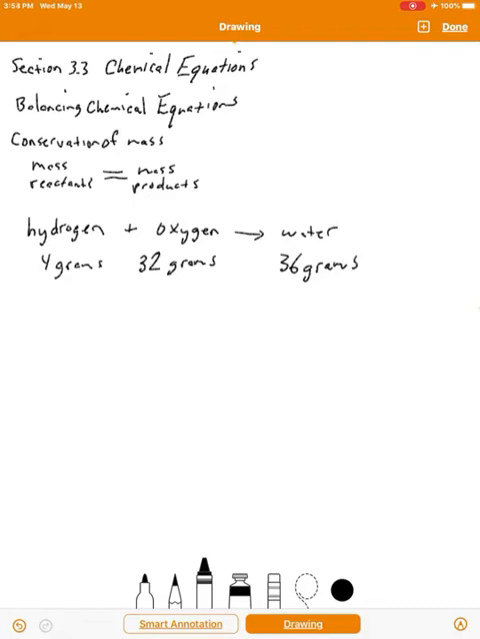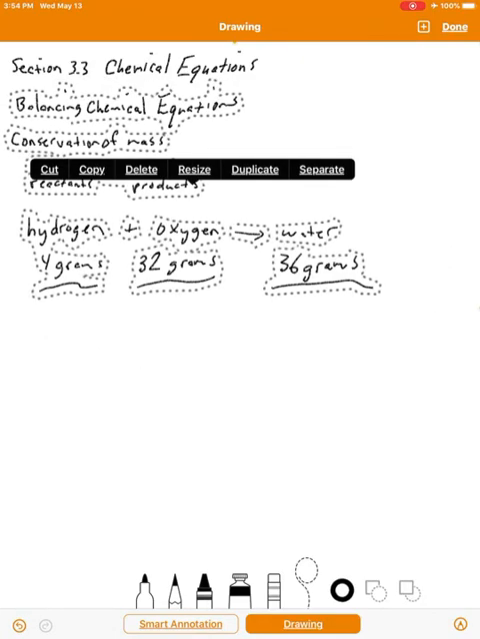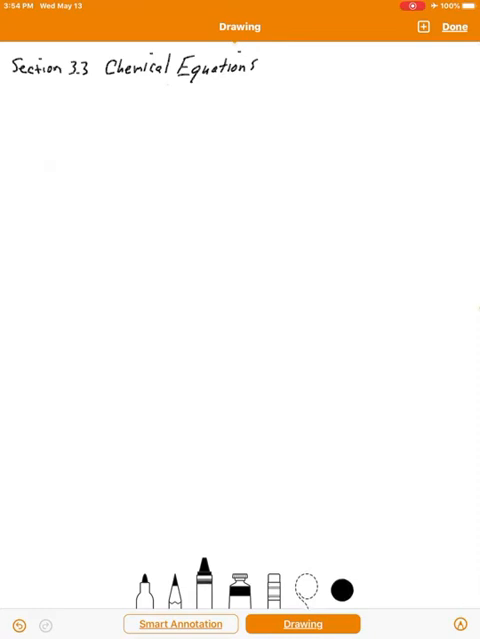That's the law of conservation of mass, meaning that the mass of the reactants, the amount that reacts, is equal to the mass of the products. 4 plus 32 is equal to 36. So we want to be able to show that in terms of chemical equations. And the way we do that is by balancing chemical equations. So let's come back to our hydrogen and water reaction. I'm sorry, hydrogen and oxygen reaction to form water.